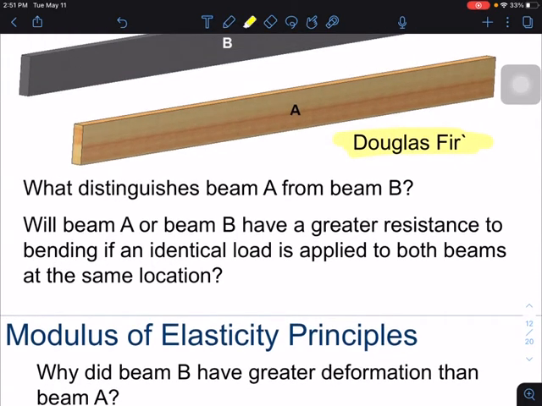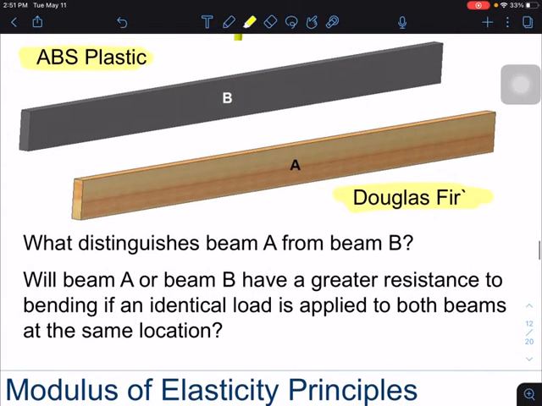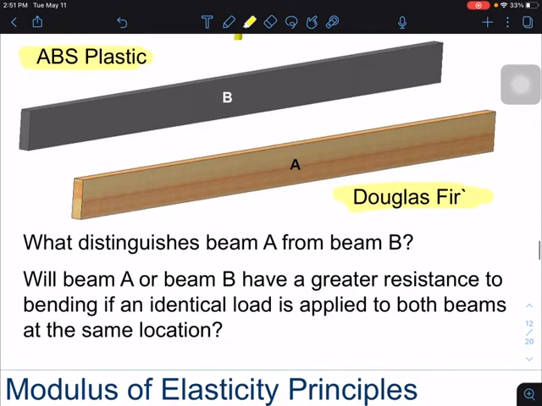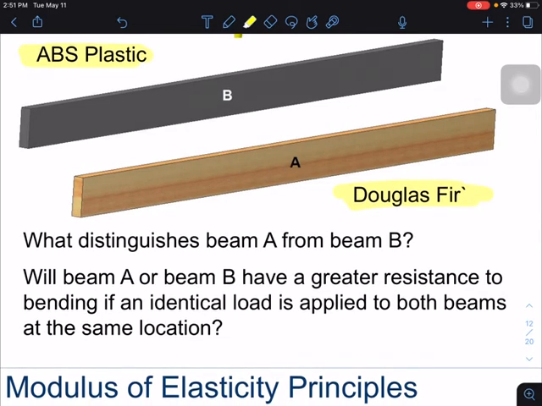Question: will beam A or beam B have a greater resistance to bending if an identical load is placed on both beams? We're going to do some problems where we place a load of 250 pounds onto the beams.